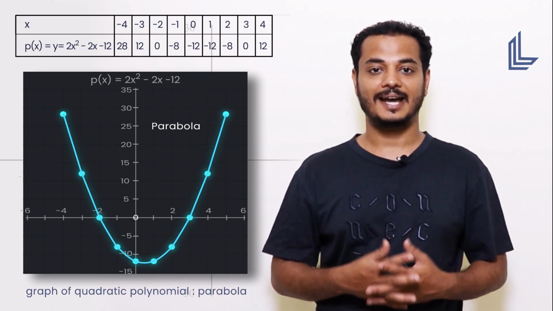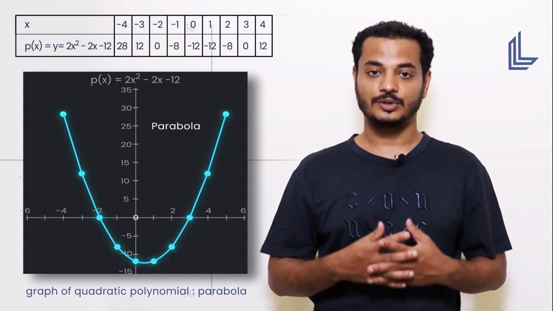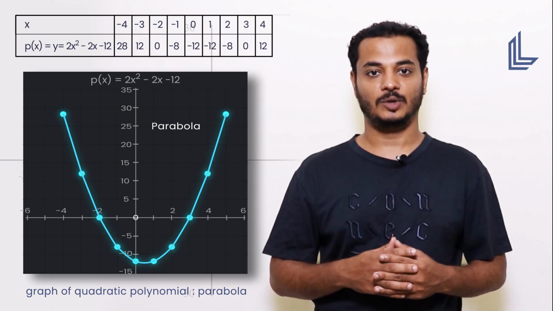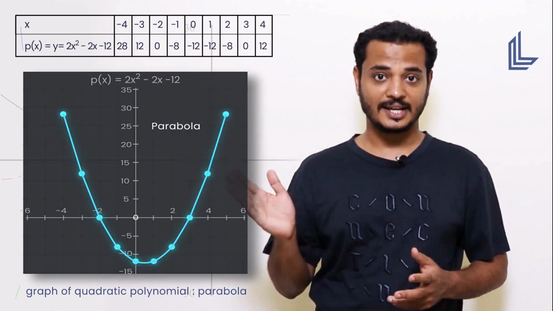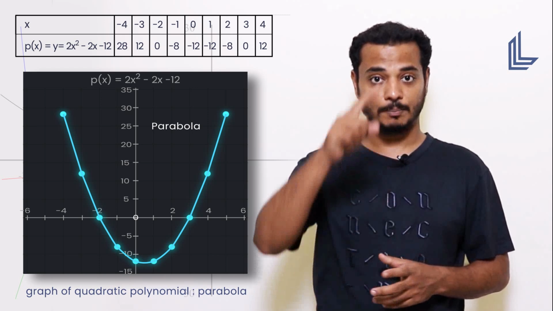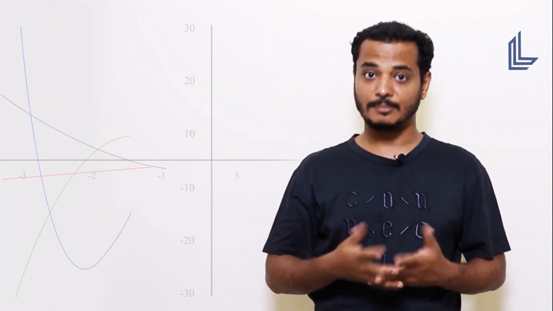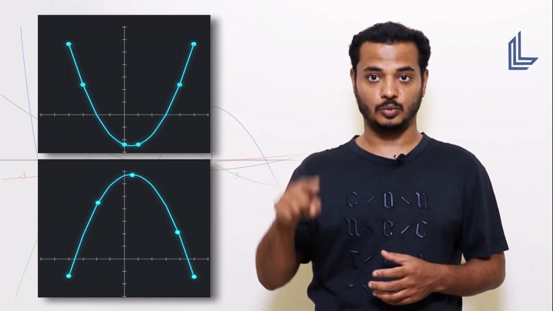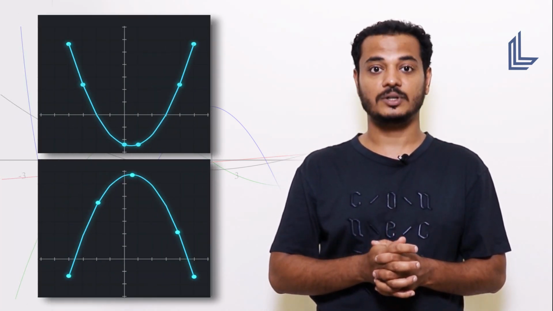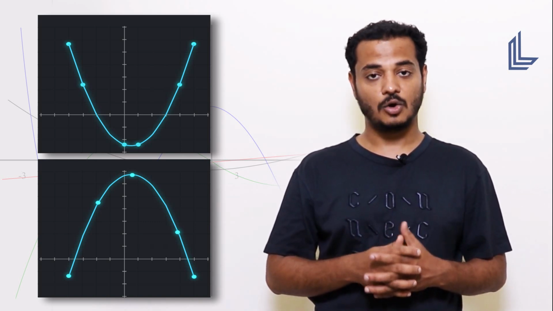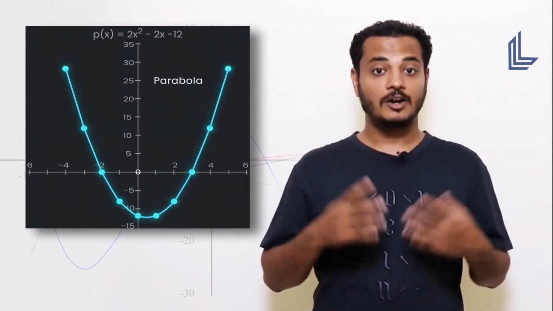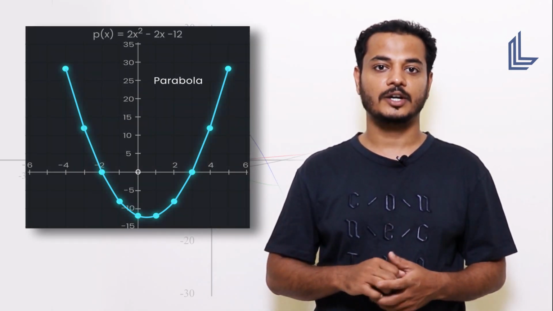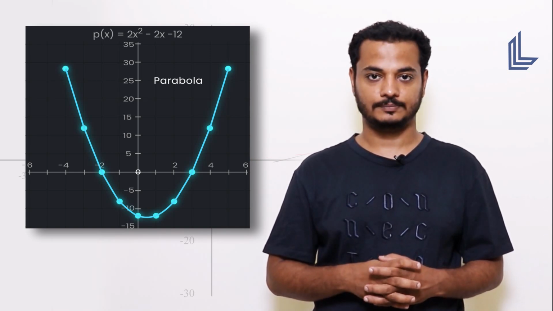This is known as a parabola. In fact, if you try to plot any quadratic polynomial, what you get is a parabola. Now in this case, we got a parabola that is open upwards. Now for some other quadratic polynomials, you may get a parabola which is open downwards. So you can have an upward open parabola or a downward open parabola. Alright, so here we have the graph of quadratic polynomial 2x squared minus 2x minus 12.